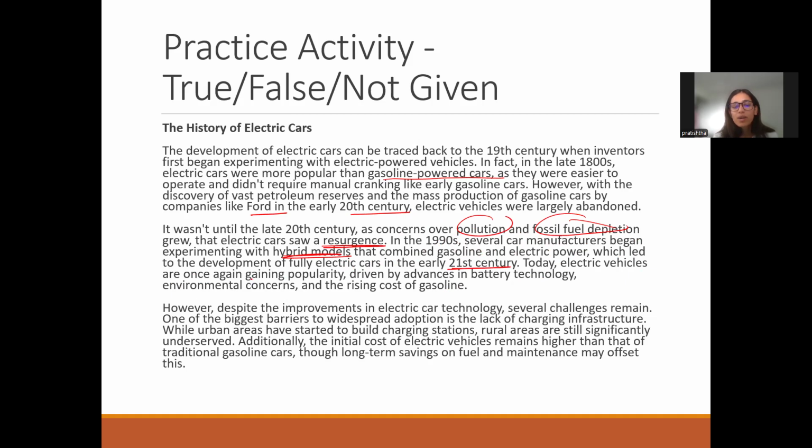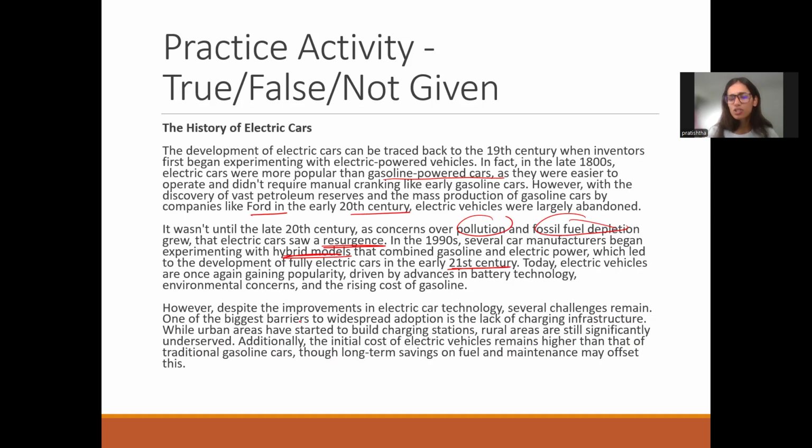Today, electric vehicles are once again gaining popularity, driven by advances in battery technology, environmental concerns, and the rising cost of gasoline. However, despite the improvement in the electric car technology, several challenges remain. One of the biggest barriers to widespread adoption is the lack of charging infrastructure. While urban areas have started to build charging stations, rural areas are still significantly underserved. Additionally, the initial cost of electric vehicles remains higher than that of traditional gasoline cars, though long-term savings on fuel and maintenance may offset this.